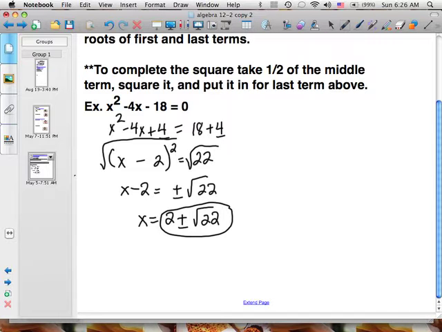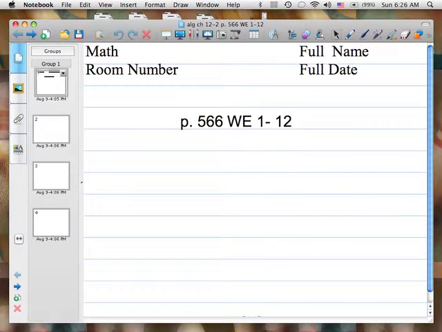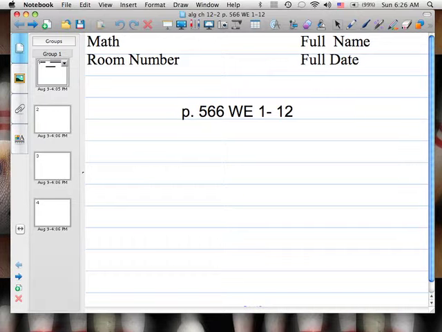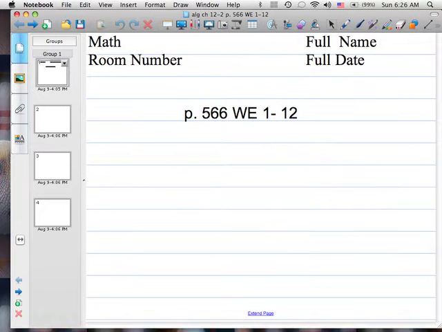Okay, we'll do enough of the evens. Hopefully you catch on to what we're doing here. So you need a sheet of notebook paper, headed. Title is page 566, numbers 1 to 12.